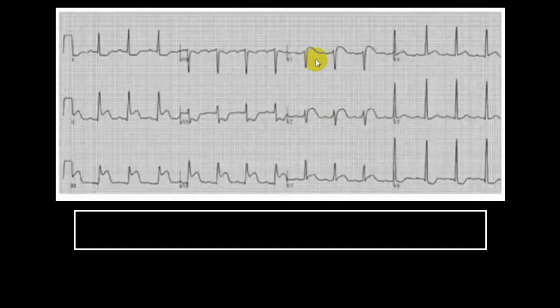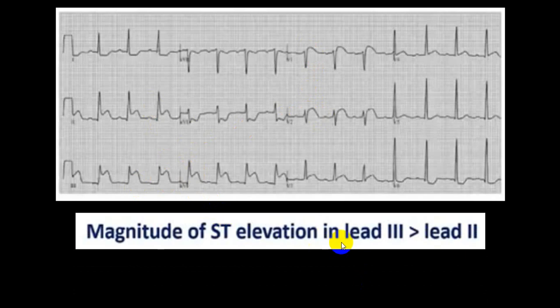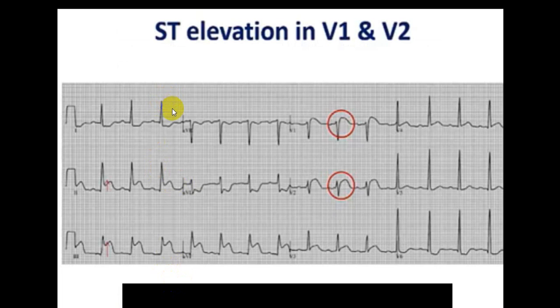So if you look at lead V1 is taller than V2 and there is an inferior wall infarct, suspect RVMI. So ST elevation in 3 is taller than 2. Keep it in mind, it can be RVMI. Again here, same. Lead 3 taller than lead 2. V1 is also taller than V2.